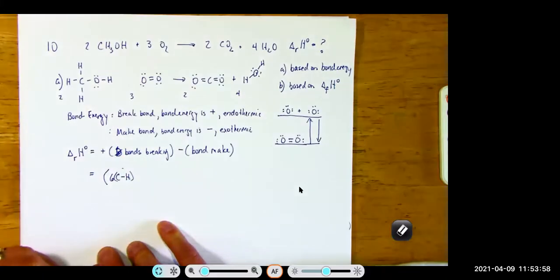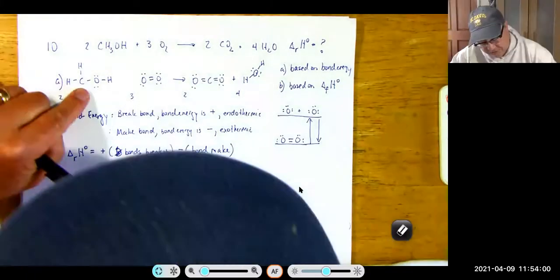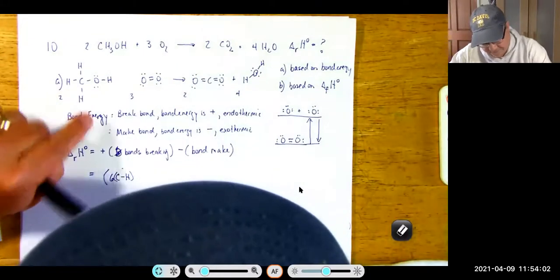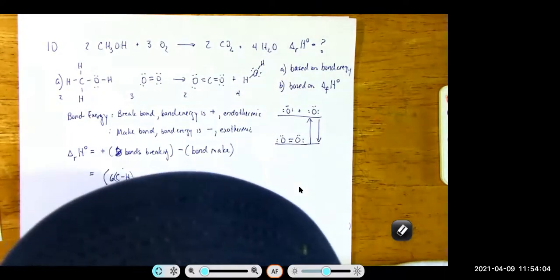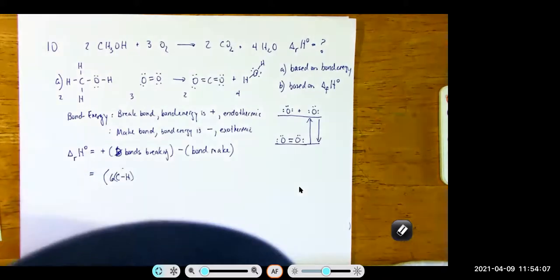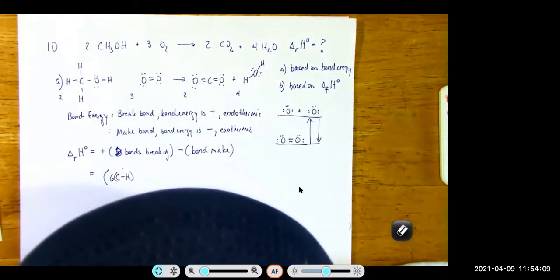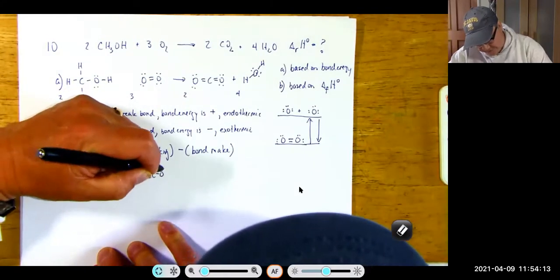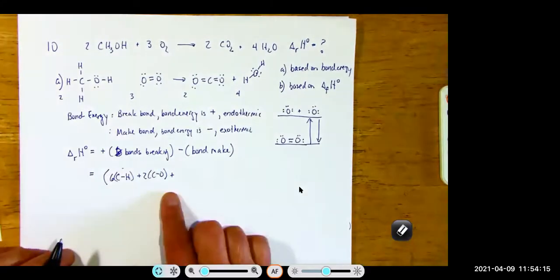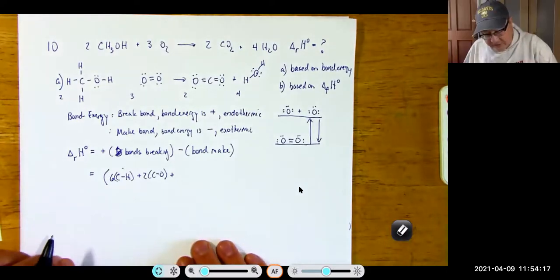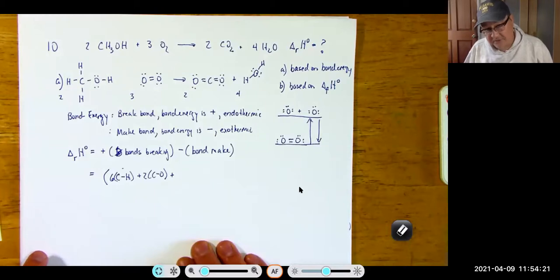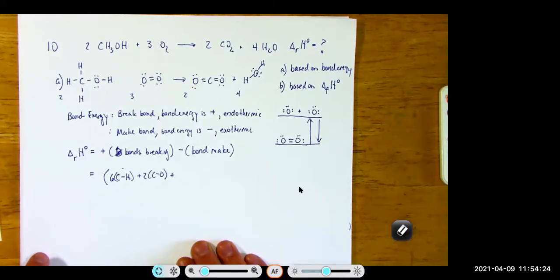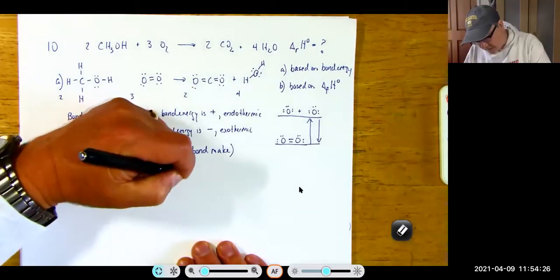Okay. How many carbon-oxygen bonds are we breaking in this molecule? 1. But how many molecules are there? 2. So that's 2 carbon-oxygen single bonds. How many oxygen-hydrogen bonds are we breaking in this molecule? 1. How many molecules total? 2. So 2 oxygen-hydrogen bonds total.